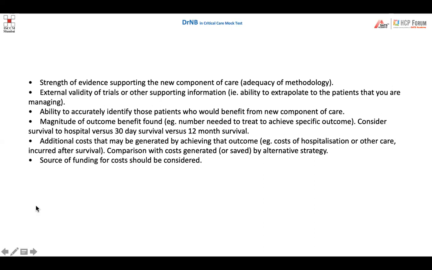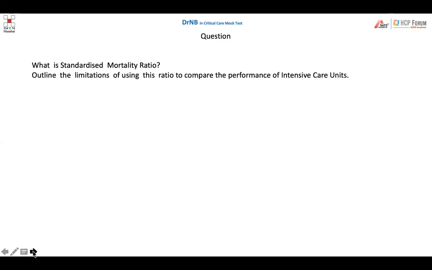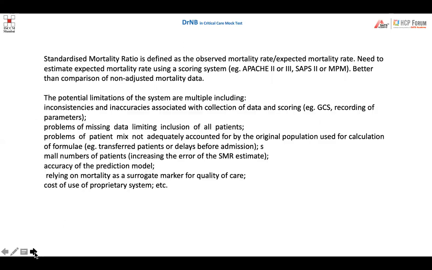So what is going to be the funding for the cost should also be considered, that the new care which has come up. What is standardized mortality ratio? Outline the limitations of using this ratio to compare the performance of the ICU. So standardized mortality ratio is defined as the observed mortality by the expected mortality. So need to estimate expected mortality rate using a scoring system, Apache 2 or 3, SAPS 2 or MPM score, better than comparison of non-adjusted mortality.